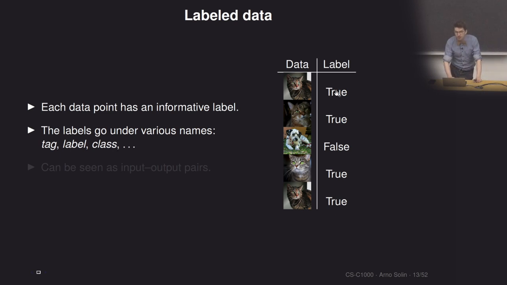So for this image, the label is true. For this, it's also true. For this one, it's false. That's not a cat. And for this, it's true, and for this, it's true. So there's some additional information associated with the data point. That's basically labeling. And this could also be seen as input-output pairs.